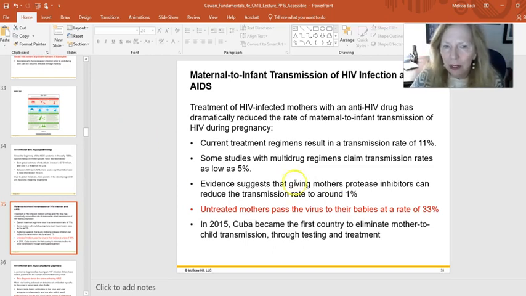This has given you some of the numbers suggesting untreated mothers have a very high percentage of transmitting this to their fetuses, but evidence supports that if someone's getting treated while they're pregnant, that is reduced greatly. It isn't down to zero, but it is reduced greatly.